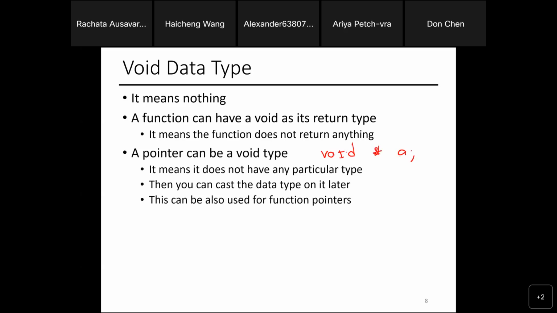It means that the variable a, which is a pointer, points to some location. But right now, I'm not telling the computer that it's a pointer for an integer or a pointer for a character, because, to be honest, maybe in this case, I don't know. I can cast them later. So I can do something like this.